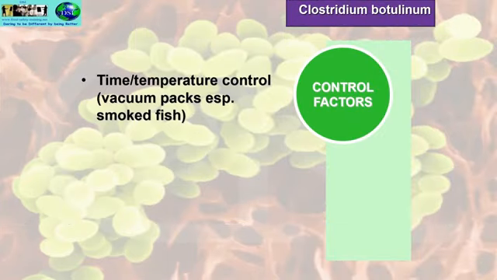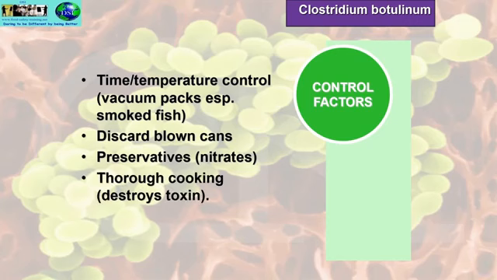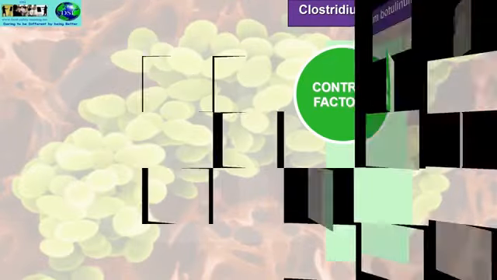Control factors: time, temperature control. Vacuum packs, especially smoked fish, must always be kept under refrigeration. Discard any blown cans. These are cans of food that are bulging because there might be Clostridium botulinum growth within the can. The use of preservatives such as nitrates will prevent growth of Clostridium. Thorough cooking destroys the toxin. So anything above 63 degrees Celsius up to 75 will kill the toxin.